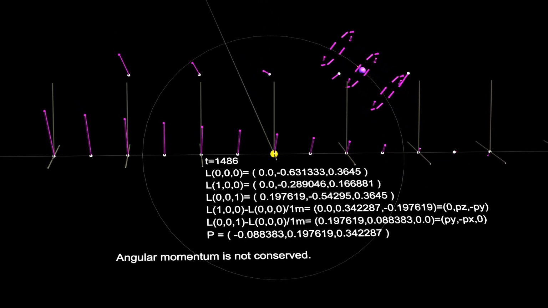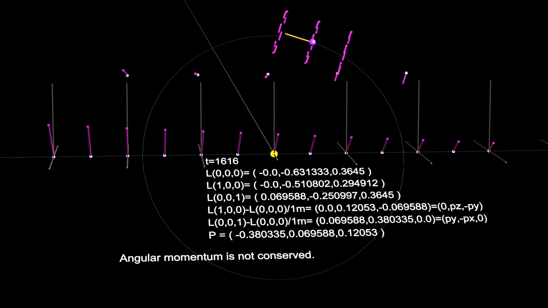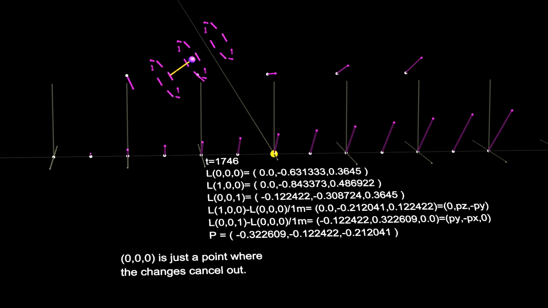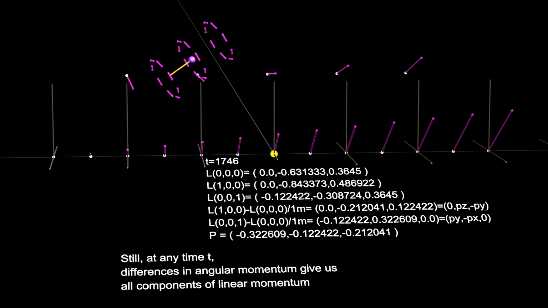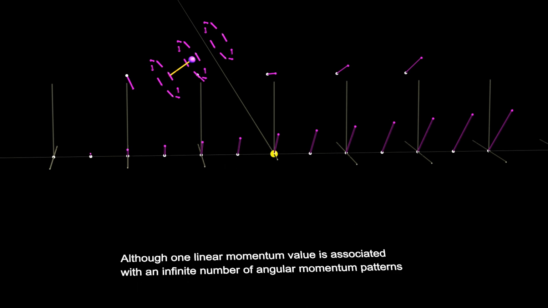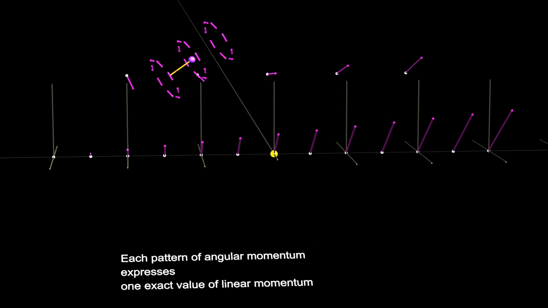Angular momentum is not conserved. 0, 0, 0 is just a point where the changes cancel out. Still, at any time t, differences in angular momentum give us all components of linear momentum. Linear momentum is expressed in the pattern of angular momentum across x, y, and z. Although one linear momentum value is associated with an infinite number of angular momentum patterns, each pattern of angular momentum expresses one exact value of linear momentum.